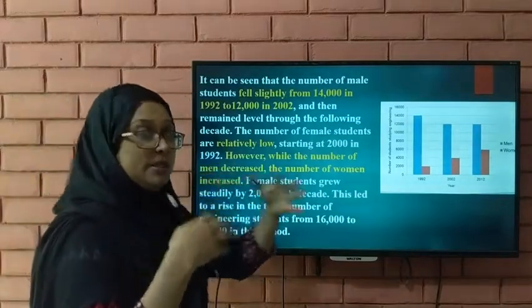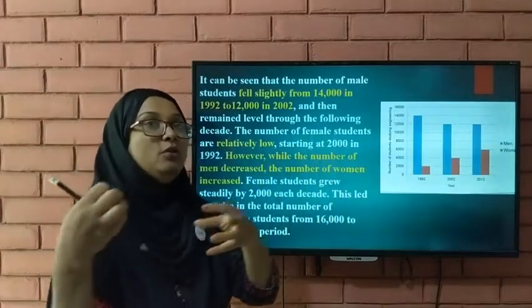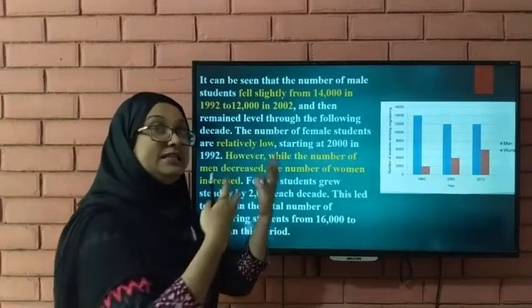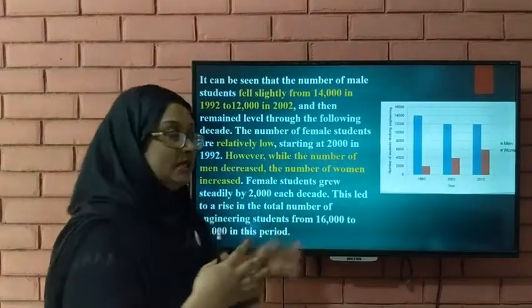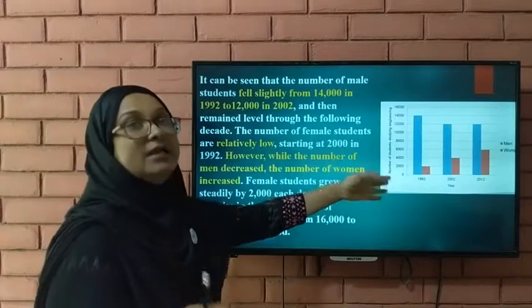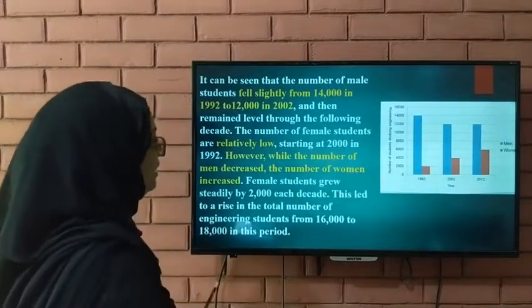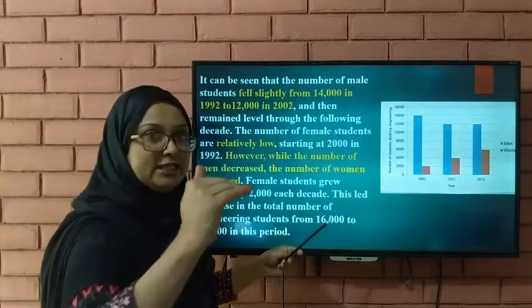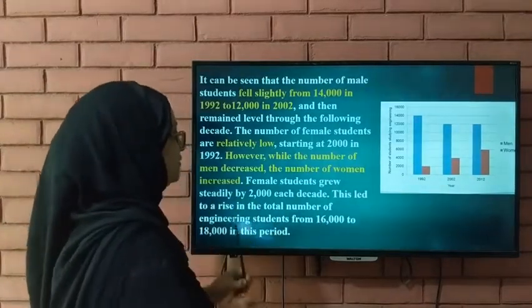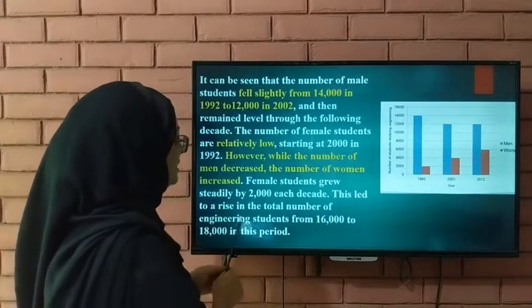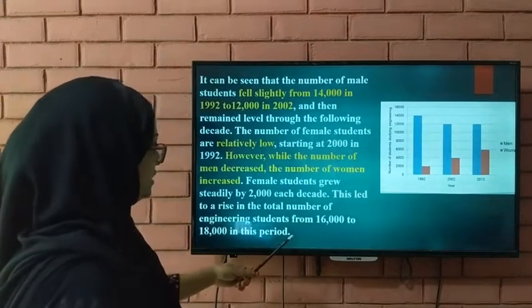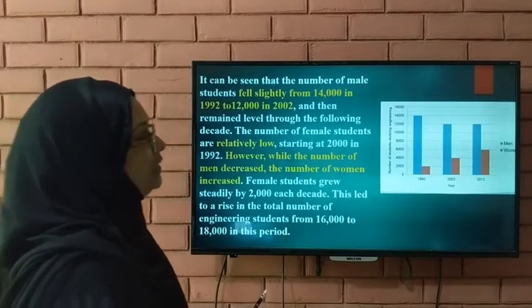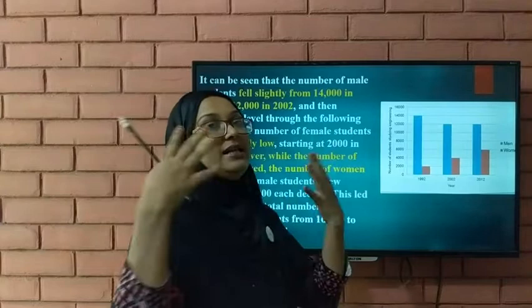This is a comparison of what happened to the men and women, but though it is presented like this, it is the reporting of the data, what we can see here in the chart. Female students grew steadily by 2,000 each decade. In each decade it grew 2,000. This led to a rise in the total number of engineering students from 16,000 to 18,000 in this period. So what happened? What is the number?